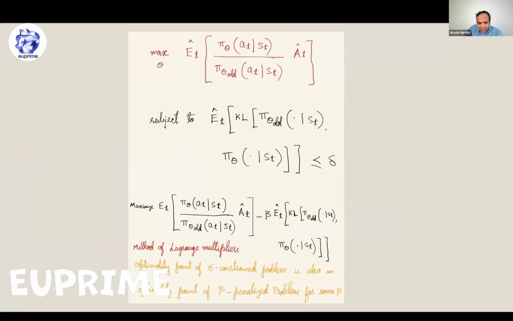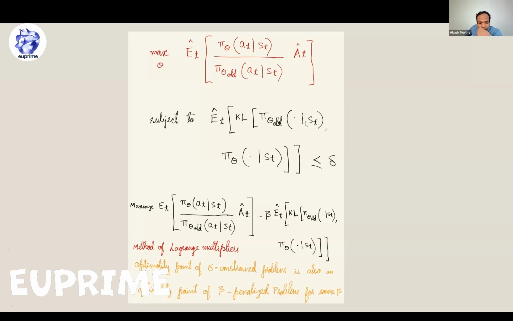The usual technique in optimization is that you have an objective function and you have a constraint, and what it's basically saying is the last line that I've written, right? The optimality point of the constrained problem is also an optimality point of the penalized problem with beta. So solving what's in red is equivalent to solving the combined problem.